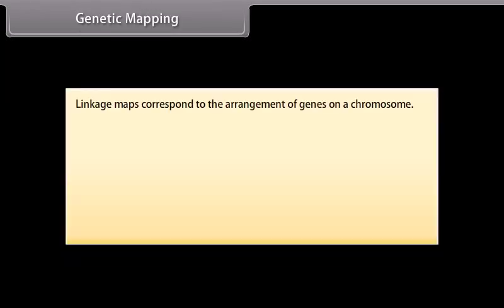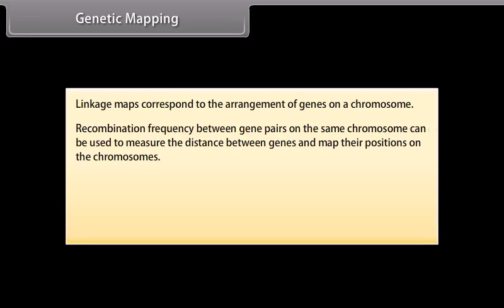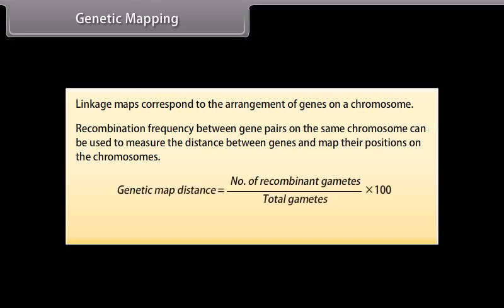Genetic mapping. Linkage maps correspond to the arrangement of genes on a chromosome. Recombination frequency between gene pairs on the same chromosome can be used to measure the distance between genes and map their positions on the chromosomes. Genetic map distance is equal to the number of recombinant gametes upon total gametes into 100. Genetic map distance is measured in centimorgans.